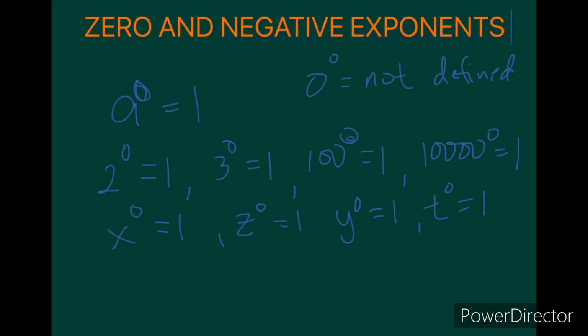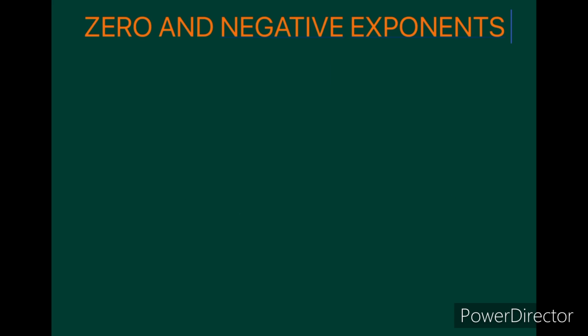So now let's talk about negative exponent. In negative exponent, if a is a non-zero real number and n is any positive integer, then a raised to negative n is the reciprocal of a raised to n. So that is what we call the negative exponent. A raised to negative n is equal to 1 over a raised to n.